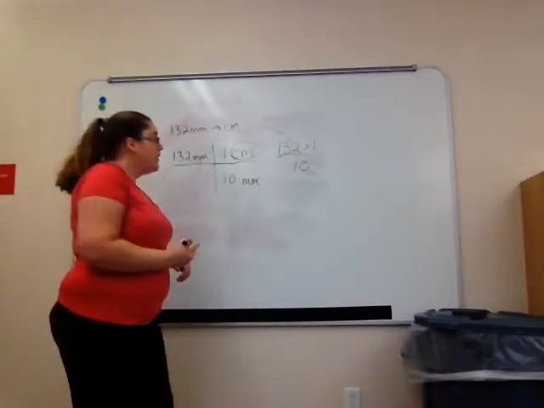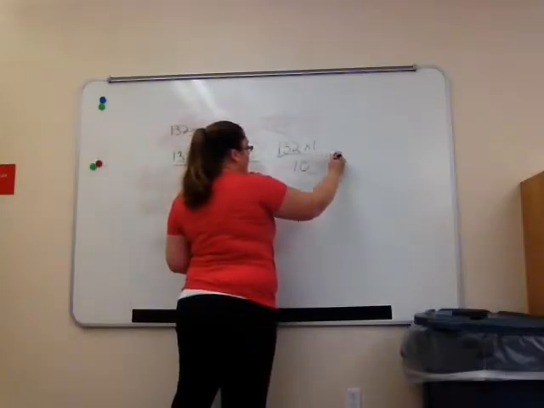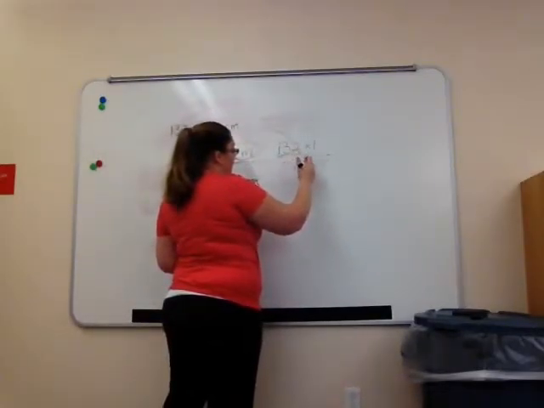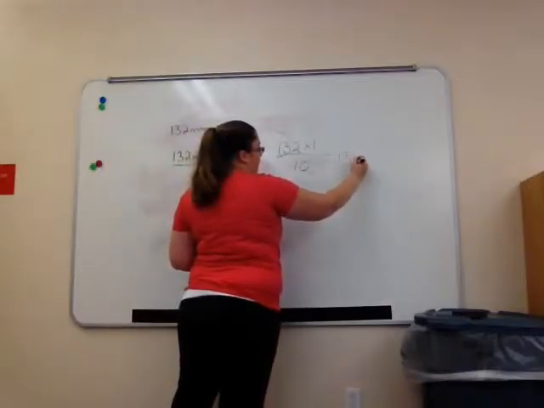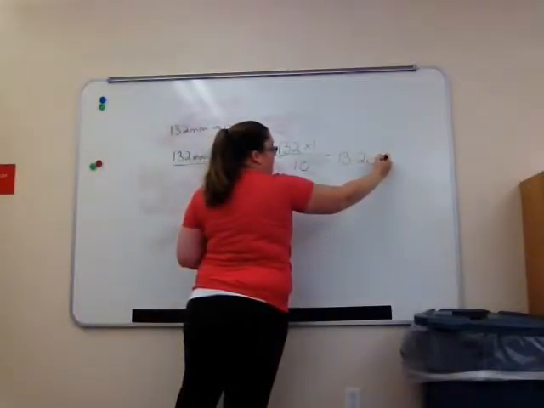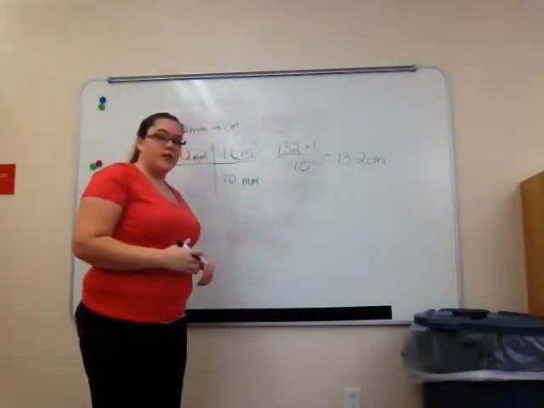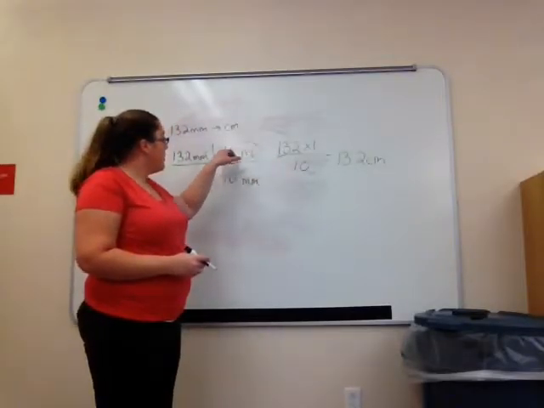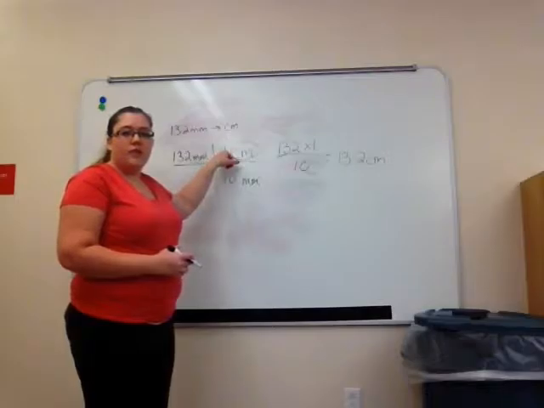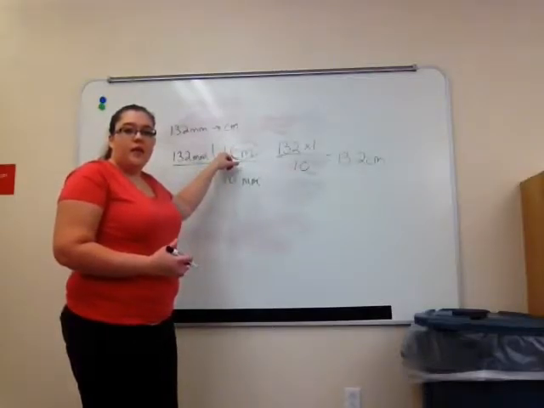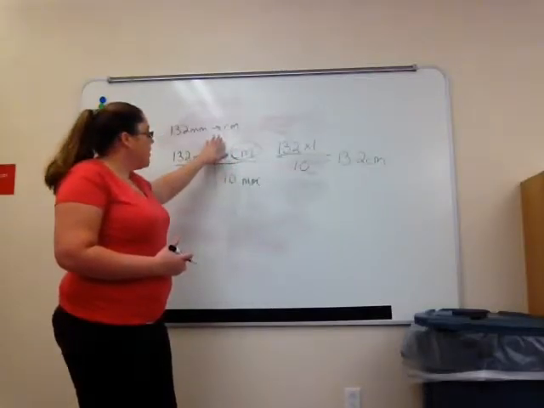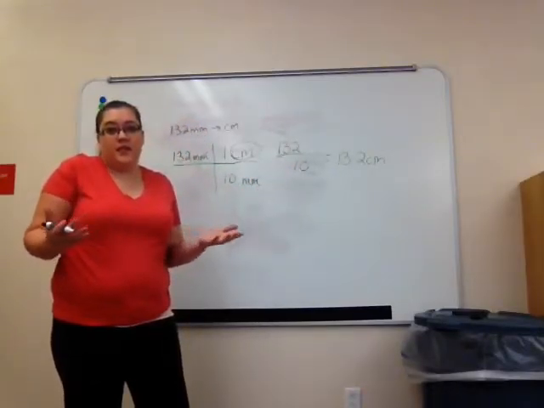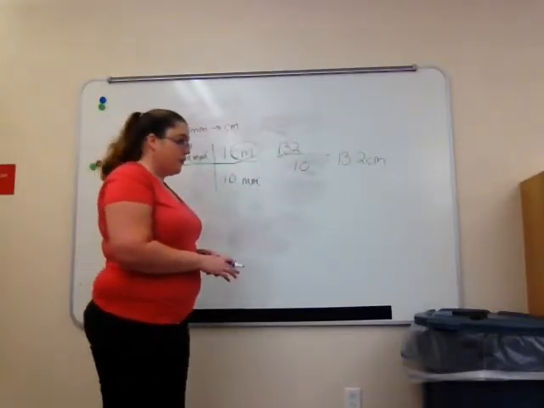So you take this divided by 10, and you're going to have 13.2 centimeters. Keep that in mind. Don't forget to multiply by that 1. But at this point, you don't really have to worry about times 1, because anything times 1 is itself. So keep that in mind as well.